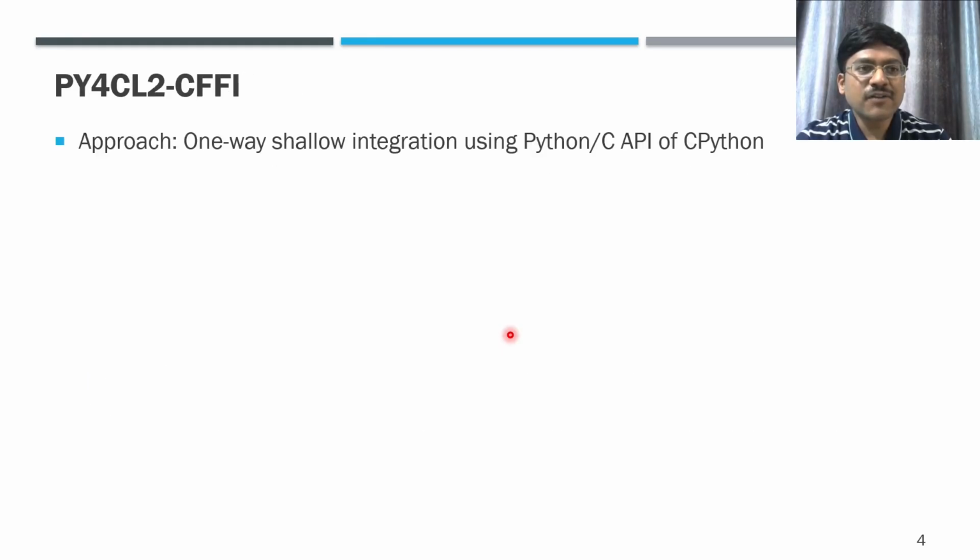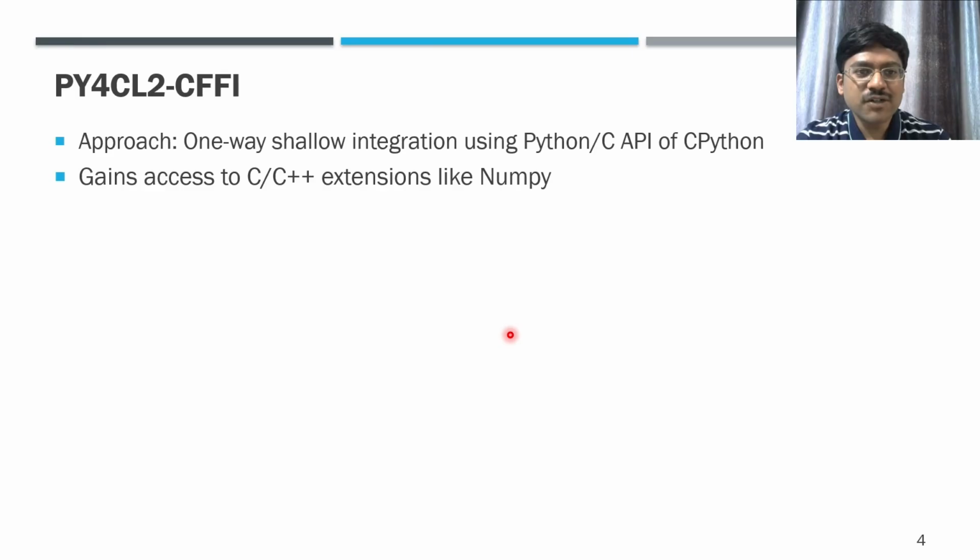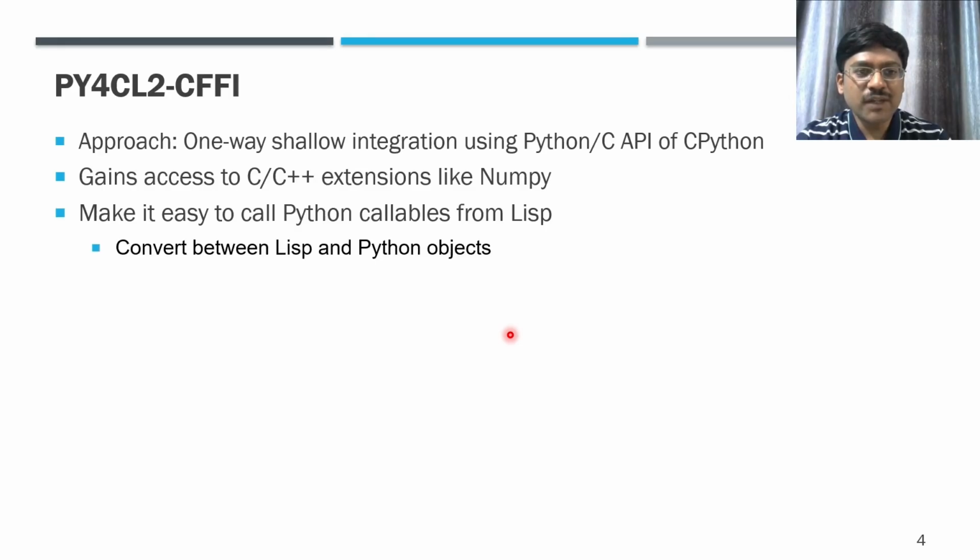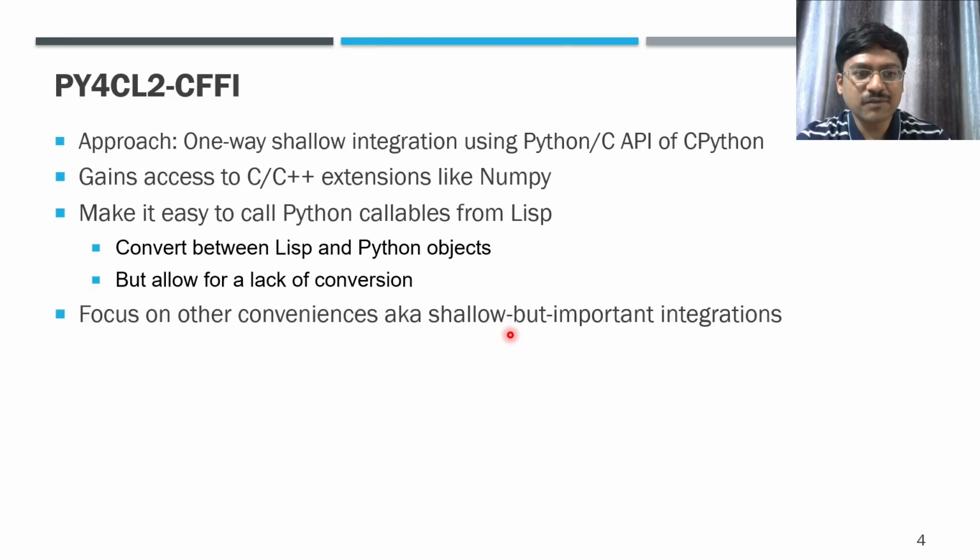So here comes py4cl2-cffi. Well, like Burgled Batteries, we are using the C API of CPython, but we are only focusing on shallow integration. By using the C API, we do gain access to the C or C++ extensions of Python like NumPy. And our goal is to make it easy to call Python callables from Lisp. So we will convert between Lisp and Python objects, but we also provide a way to prevent the conversion.